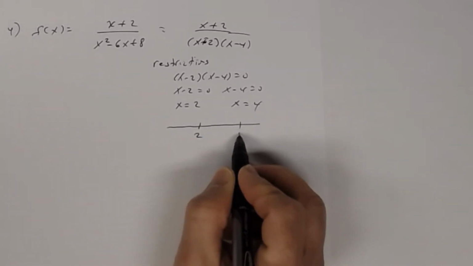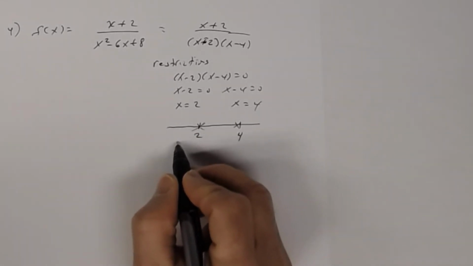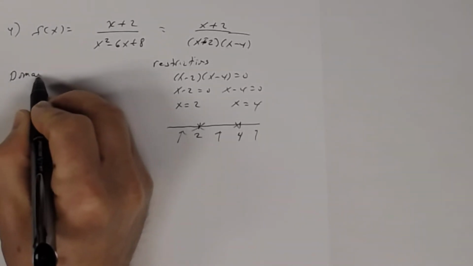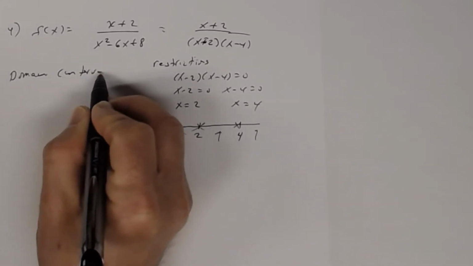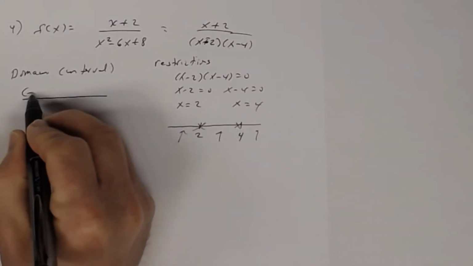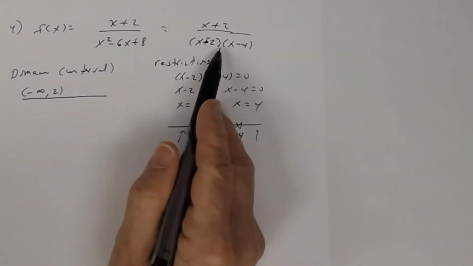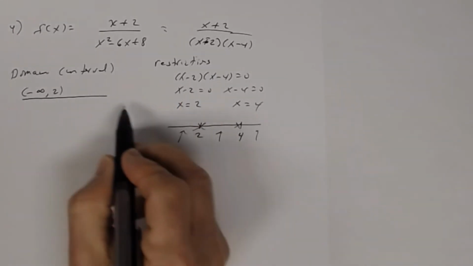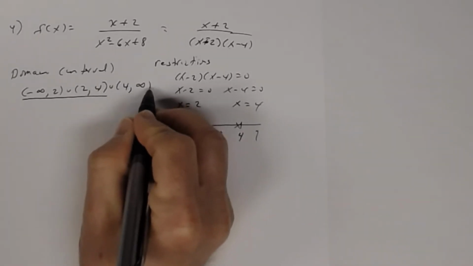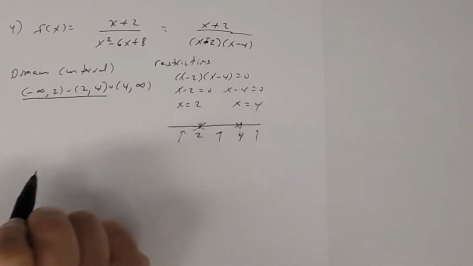Let's first put that on the number line to help us determine the interval notation. Put them in order, cross them out. Notice that these two restrictions divide the number line into 3 intervals. So the domain in interval notation is from negative infinity to 2, with parentheses for 2, because 2 is a restriction. You cannot use it. 2 makes the denominator 0, so it's undefined. Then union 2 to 4, and then union 4 to infinity.